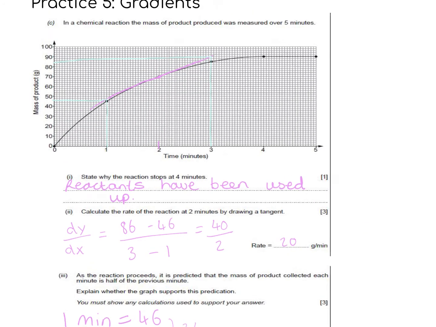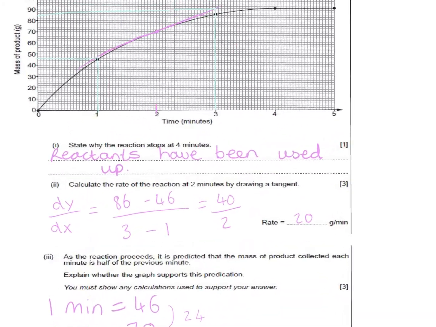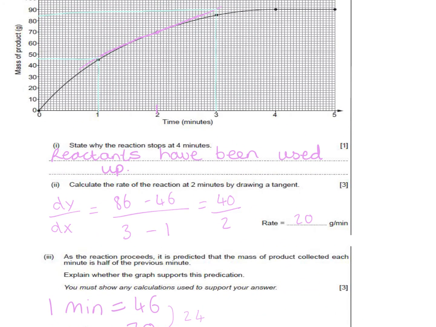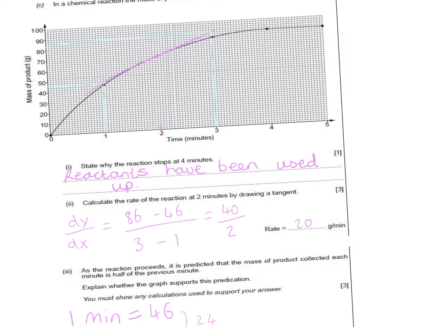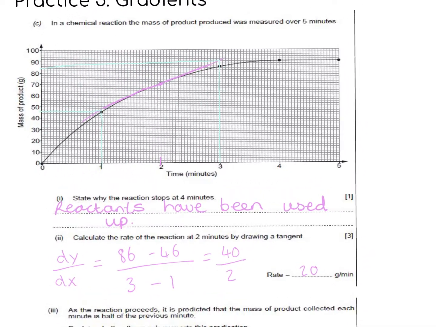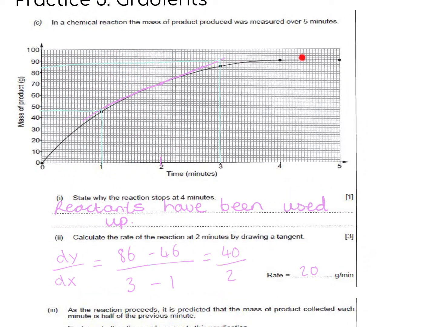This was then looking at tangents and stuff like this. It doesn't come up often, but it could, so nice to have found a question that you can do. Why is it stopped at 4 minutes? It's because all the reactants have been used up, so the reaction is no longer progressing, okay? Calculate the rate. The first thing you need to do is draw your tangent. And then I did the difference in y over the difference in x. So x is easy to work out. I chose 2 numbers that are equal distances from 2. So I did 3 and 1.